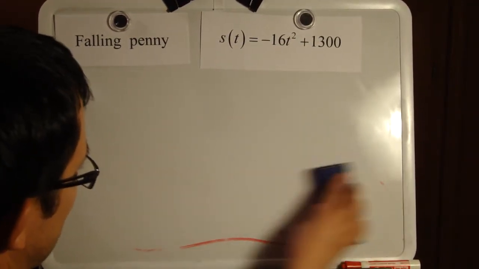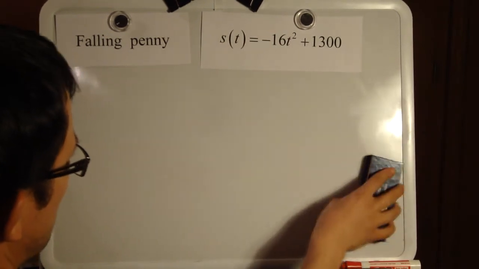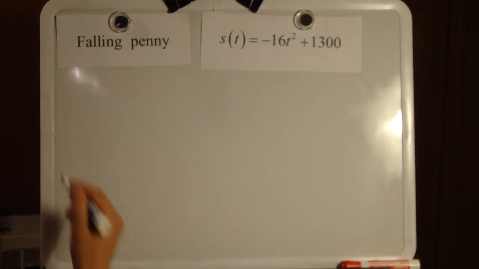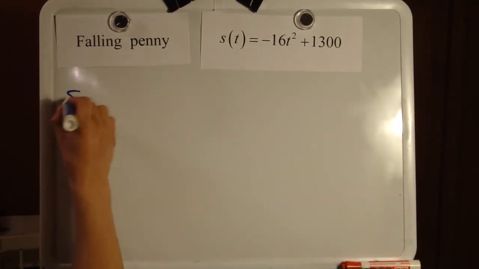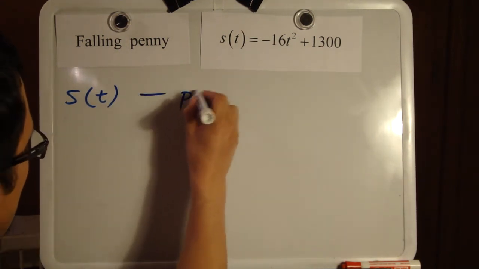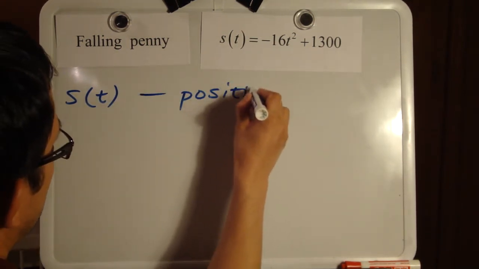So this is provided in the problem. And what I'll also try to do maybe is to draw a picture to describe some of this. So S here is representing the position of the penny, right? The position of the coin.